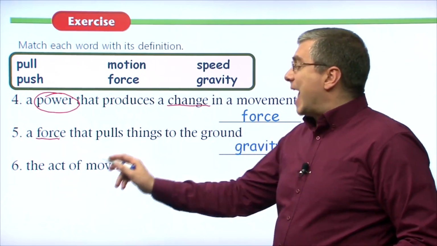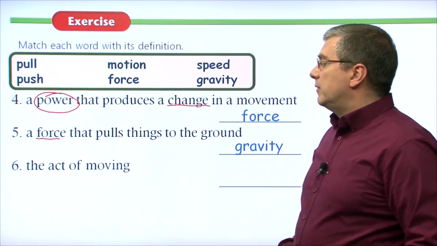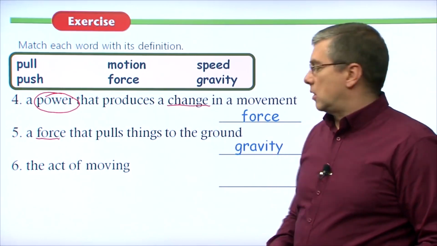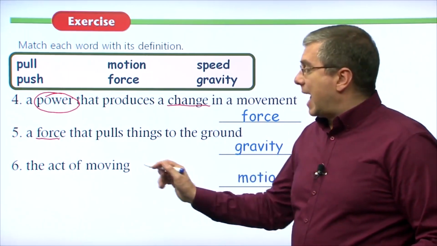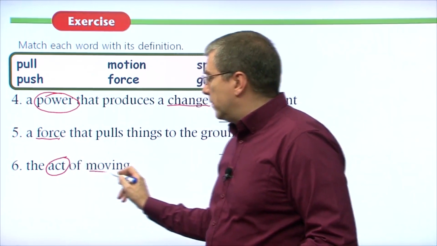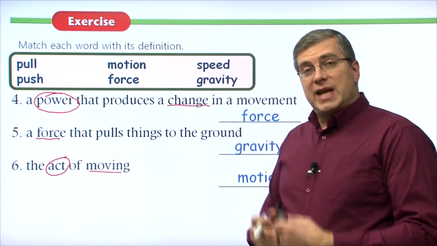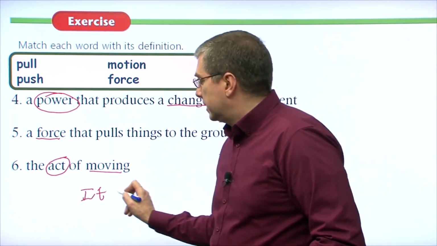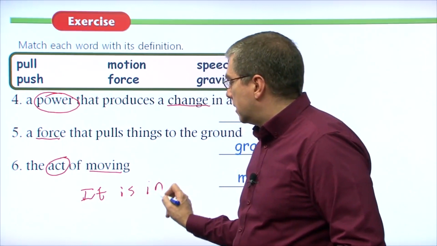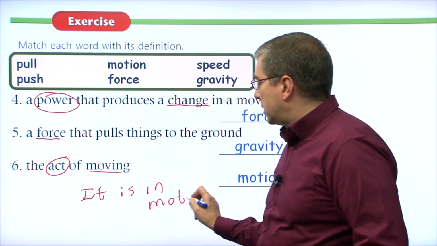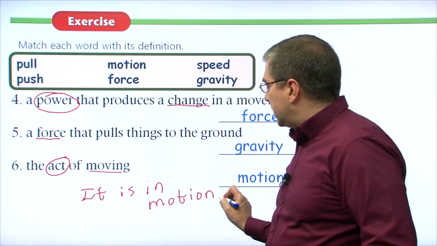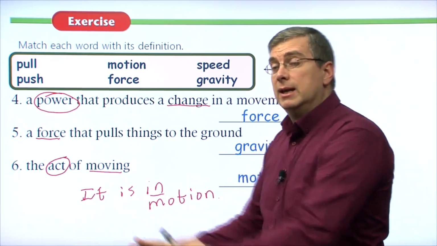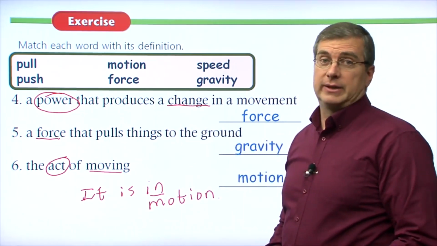Okay, number 6, the act of moving. The act of moving, of course, is the name of our lesson, right? The name of this unit is called motion, okay? So the action of moving, if something is moving, we say it is in motion. That's a common expression, by the way. It's a good expression. If you say it is in motion, it means that it is moving. And that's, of course, what we're talking about in this lesson.